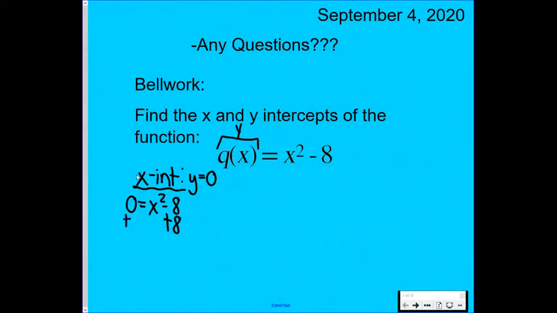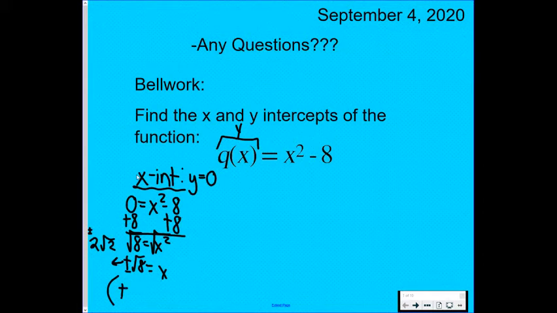Add 8 to both sides so that we get 8 equals x squared. How you undo something that's squared is you take the square root. Anytime you take the square root, you always get the positive and the negative version of whatever you took the square root of. So we get plus or minus root 8. You could simplify this to plus or minus 2 root 2, or you can just leave it root 8.